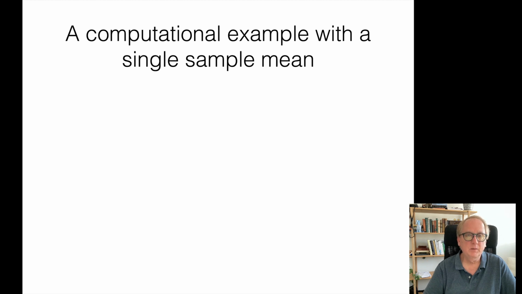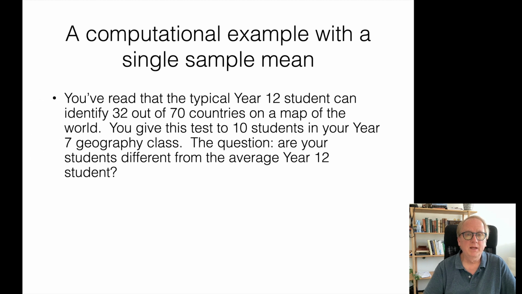Here's one where you can do this one by hand. Let's say that we've read that the typical year 12 student can identify 32 out of 70 countries on a map of the world. You give this test to 10 students in your year 7 geography class. And the question is, are your students different from the average year 12 student?